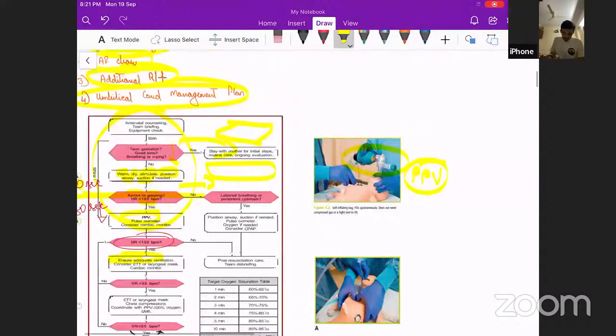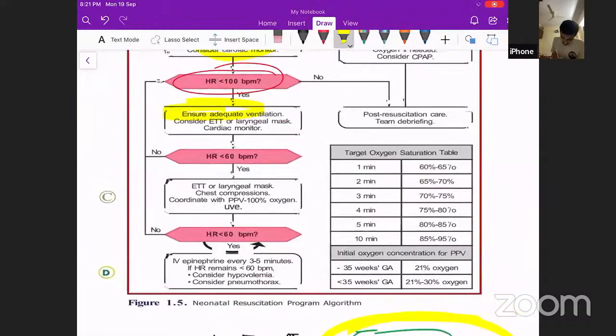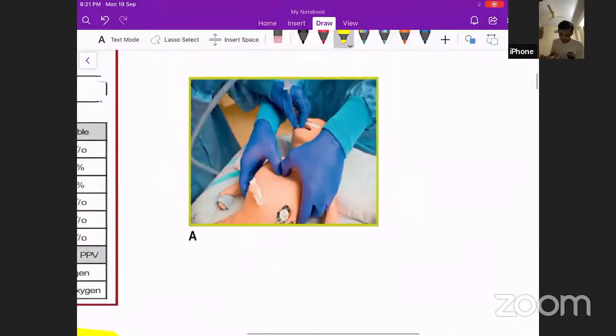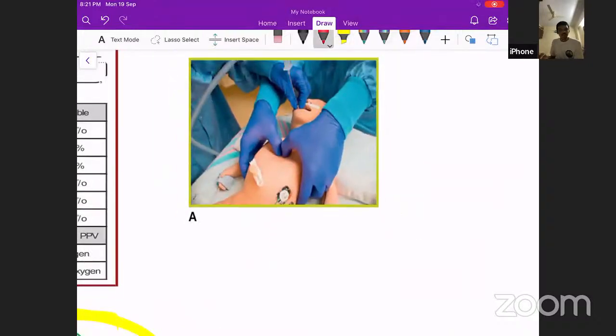Fine. Good. So we have ensured adequate ventilation. Heart rate is still less than 60 beats per minute. That is when we'll have to intubate the child, and start giving positive pressure ventilation with ET tube. If heart rate is still less than 60 beats per minute, then we'll have to start chest compression as well.